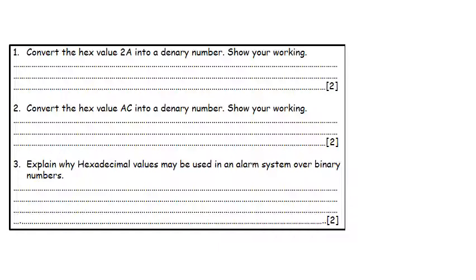So think about what I was saying about hex before and why you would use it over binary. Now for question 1 and 2, you've got to show your working, so that's going to get you both marks. And for question 3, it's an explain, so give an answer and then say why. And that'll get you your 2 marks. Off you go.